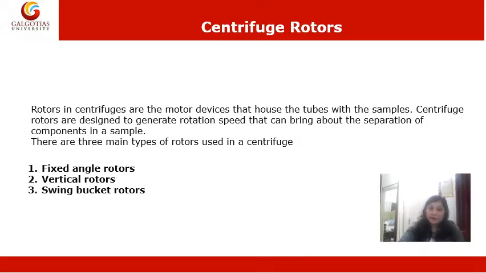We have used this term rotor so many times. So you should understand that the rotor is the main part of the centrifuge. This is also known as the heart of the centrifuge. Rotors in a centrifuge are the motor device that house the tubes with the samples. Centrifuge rotors are designed to generate rotation speed that can bring about the separation of components in the sample. There are mainly 3 types of rotors used in centrifuges: fixed angle rotors, vertical rotors, and swing bucket rotors.